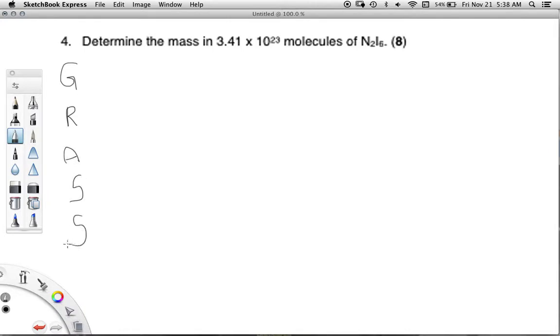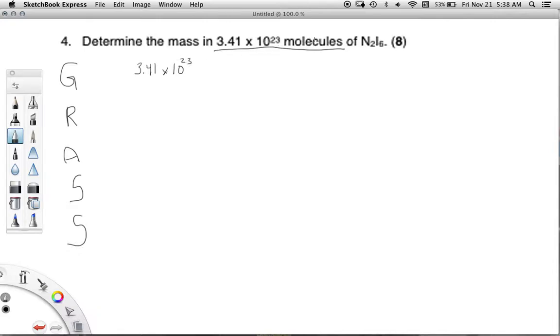So I'm just going to write GRASS down the side. I'm going to try and fill in all the information I can and work through this one. Given. First thing that I see for given is, I like numbers, I'll jump to the number that's given to us. So I'm going to write 3.41 times 10 to the 23.